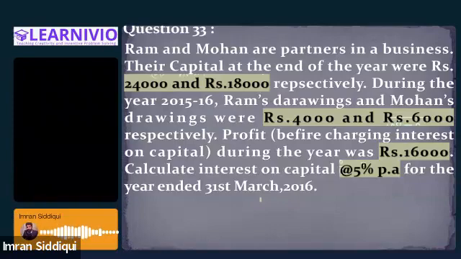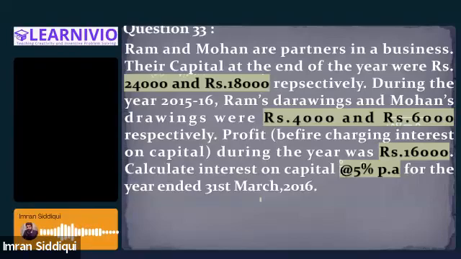Okay. Now, how different is this question from the previous one? See, first of all, in this question, you are provided with the closing capital of both the partners, Ram and Mohan. If you read the second line carefully, you will see that the balances of capital given in the question are not the opening capital balance. These are the closing capital balances, and we don't calculate interest on capital on closing capital balance. We have to calculate interest on capital on the opening capital, right?